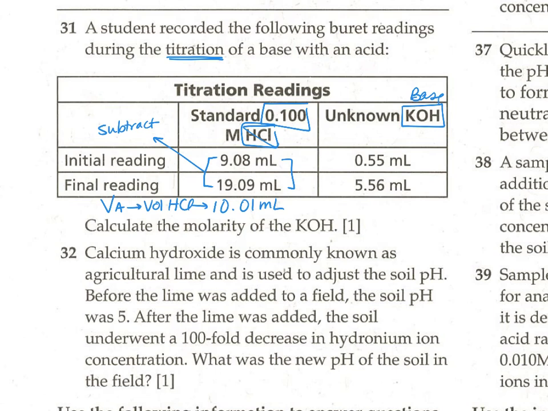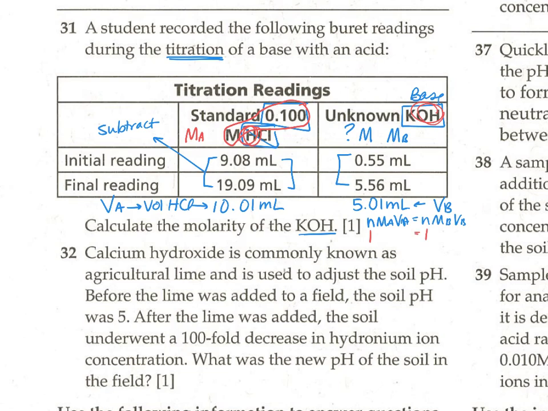The molarity of your acid, your MA, is 0.1. And then the volume of your base, again, you subtract, so that would be 5.01 milliliters. So that's the volume of your base. And then you're looking for the molarity of your base. So calculate the molarity of the KOH. Our formula would be n MAVA equals n MBVB. Now the n is the number of hydrogens in the acid, and the number of hydroxides in the base. So it's going to be a 1 on each side.